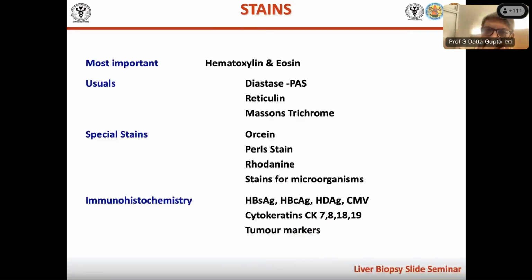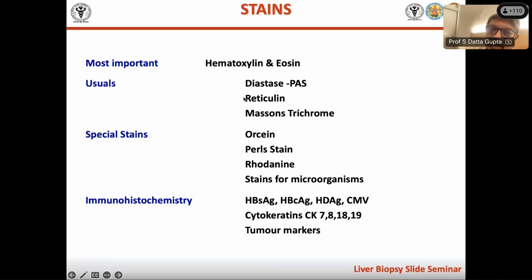So now we have come to normal liver. Your liver biopsy slide has come. What are the stains you will do? The most important is H and E. We also do diastase PAS, reticulin, and Masson's trichrome. We'll come to that. This helps in identifying Kupffer cells. I told you, indirectly, if they stain, there may be liver cell necrosis or alpha 1 antitrypsin bodies. Reticulin will tell the architecture and trichrome is for fibrosis.